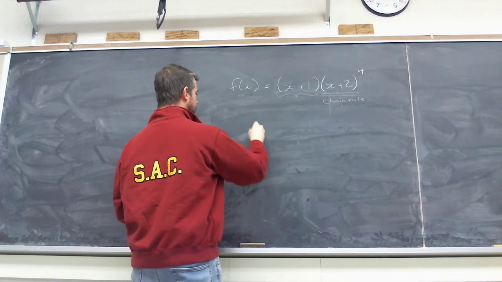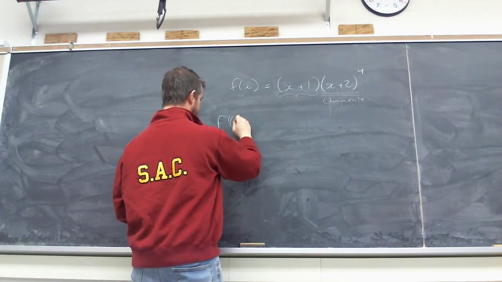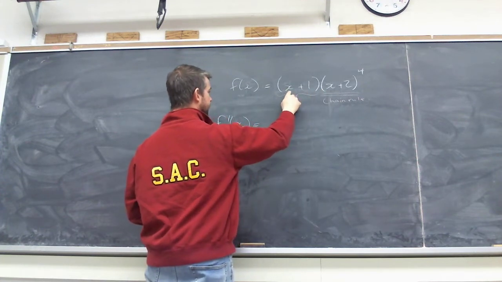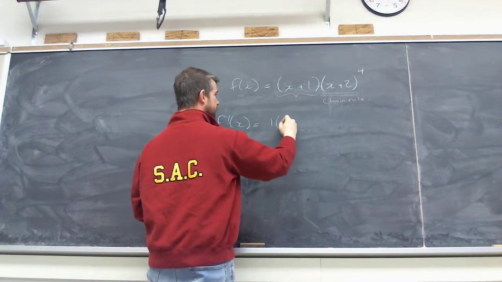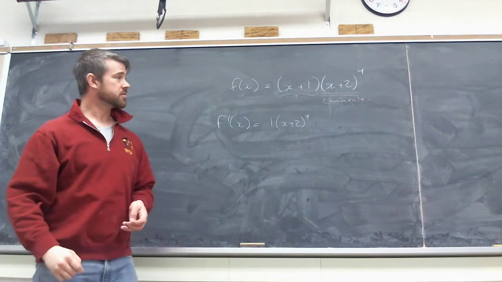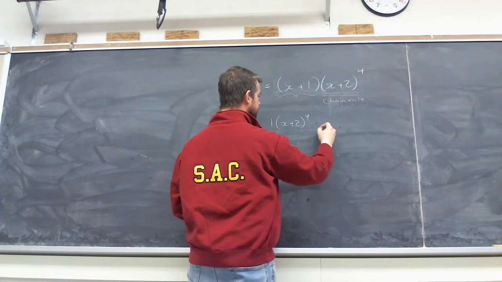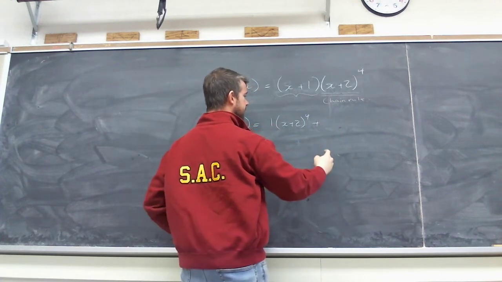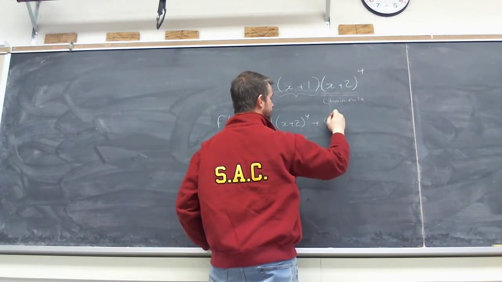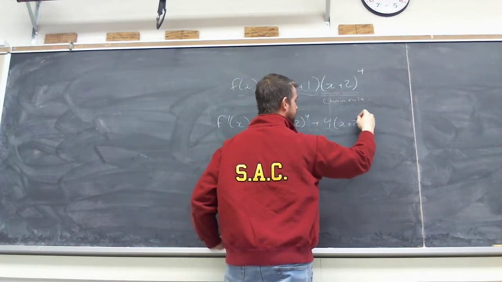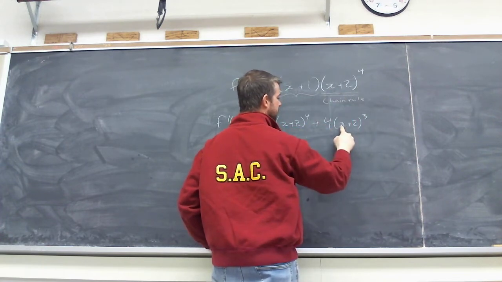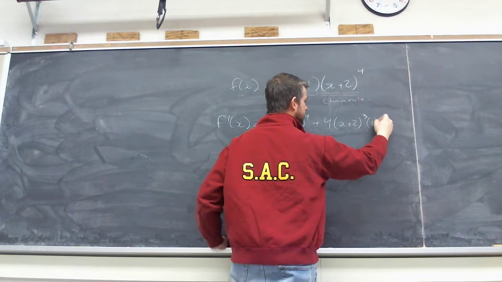So the first part about using the product rule to find the derivative of f of x is easy. It's the derivative of the first times the second. Well, that's just 1 times (x + 2)^4. The second part is the derivative of the second, which will be slightly more complicated because it's a chain rule derivative. So it'll be the derivative of the outside, 4(x + 2)^3, times the derivative of the inside. Well, nicely enough, the derivative of x is just 1.